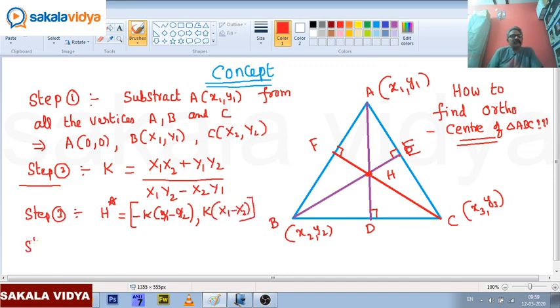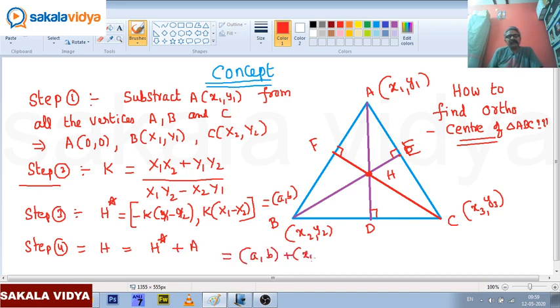Next, step 4. What does step 4 mean? H is given by, for example, say these coordinates are (a, b). Now H is equal to H dash plus the translation coordinates, you need to add. That means (a, b) plus (x1, y1), which is equal to (a plus x1, b plus y1). This is the required orthocenter.